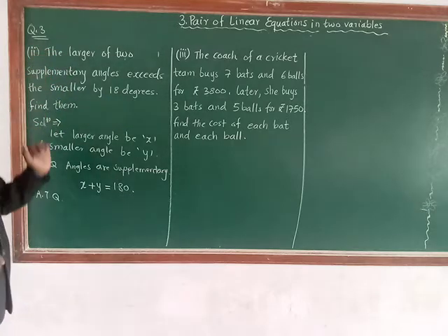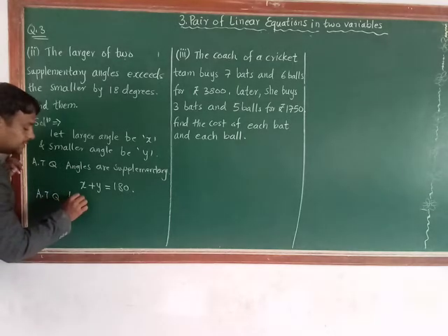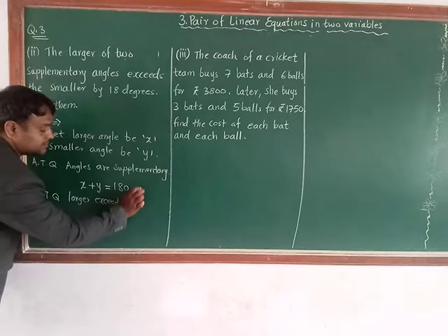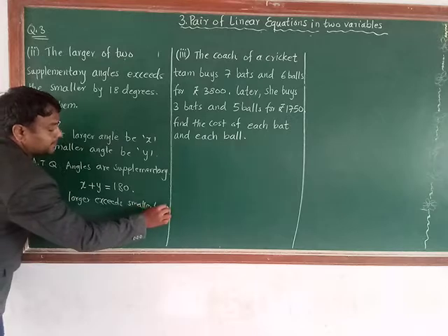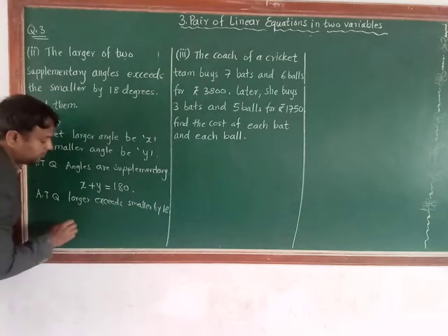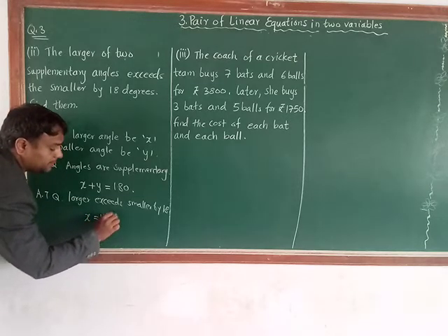That means the larger angle exceeds the smaller by 18. And for this sentence, larger exceeds smaller by 18, and this sentence meaning in a variable format is that x is equal to y plus 18.